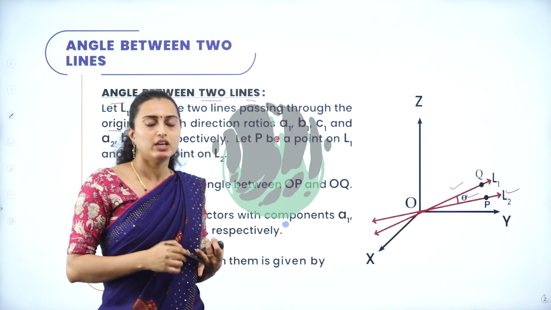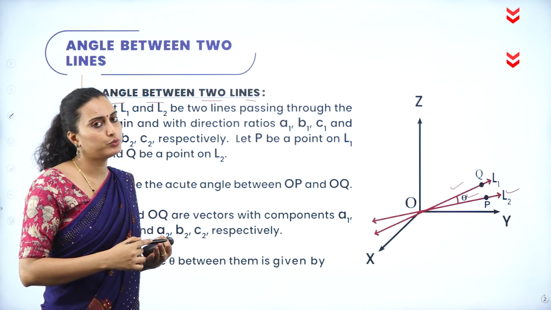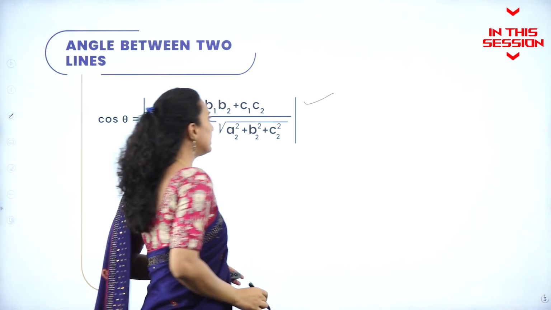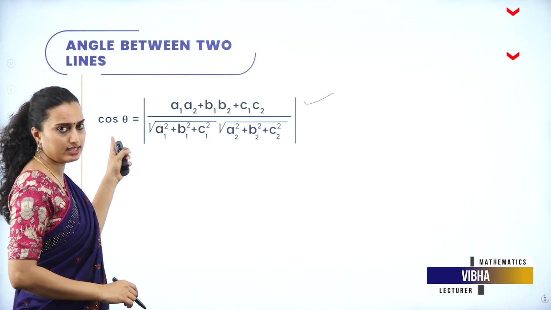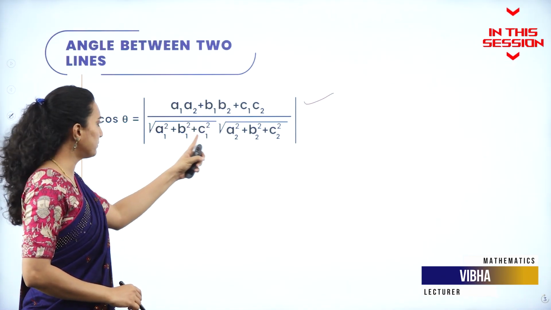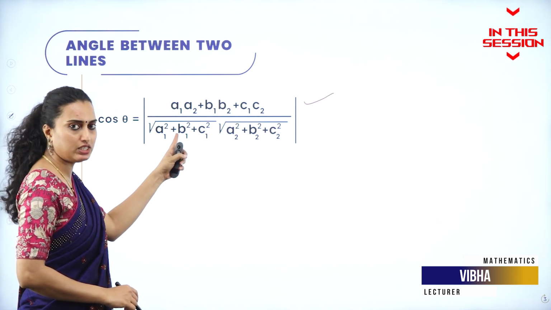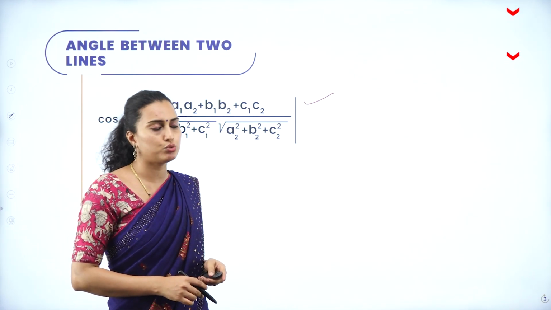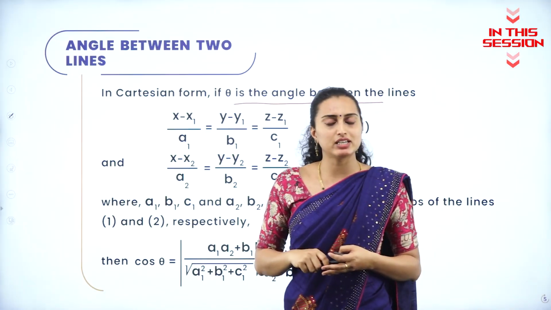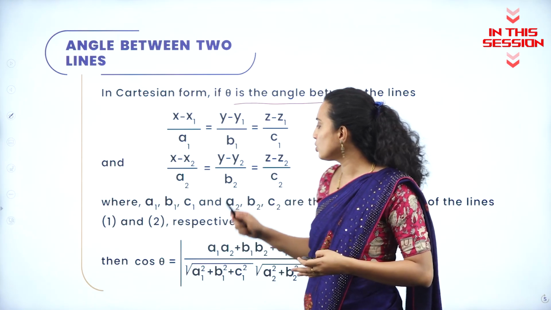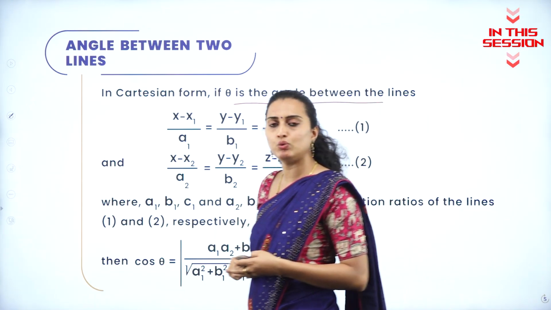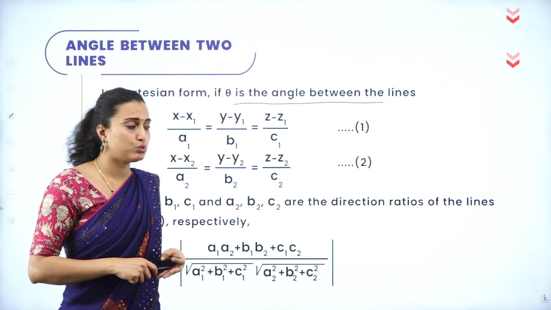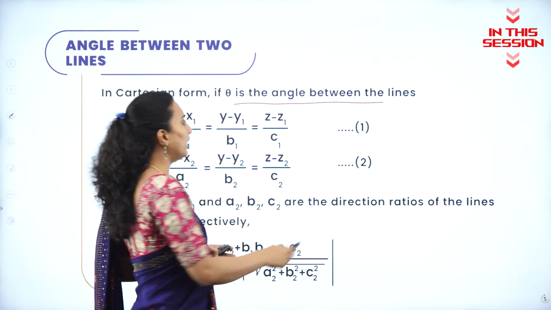A1, B1, C1 and A2, B2, C2 are going to be known as the component vectors. In this formula, if you substitute cos 90 degrees, it is 0. Cross multiply 0 into anything will be 0. So therefore, A1 A2 plus B1 B2 plus C1 C2 takes you the value 0. (x minus x2) divided by a2 is equal to (y minus y2) divided by b2 is equal to (z minus z2) divided by c2. And this is for line 2.